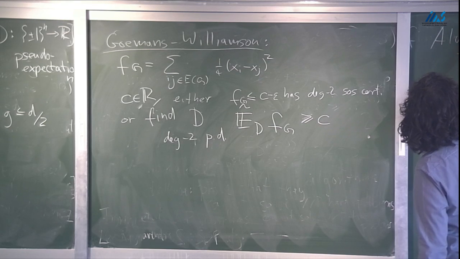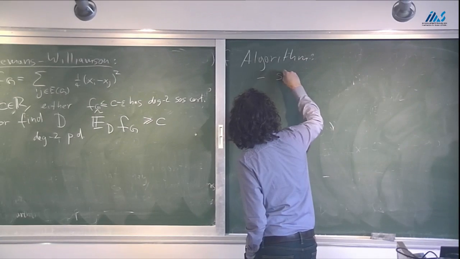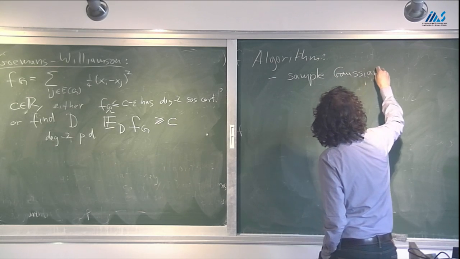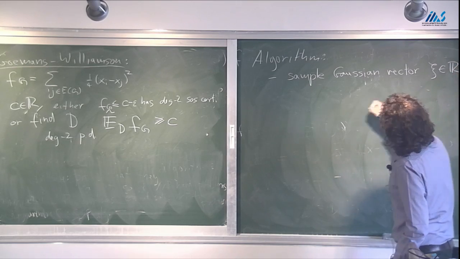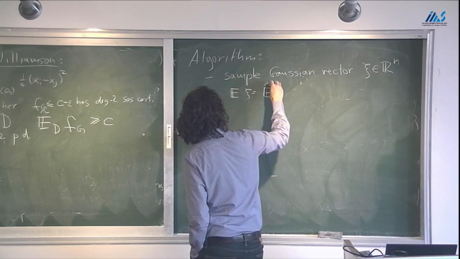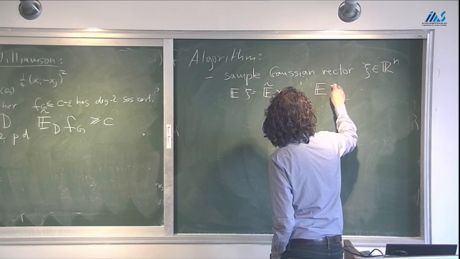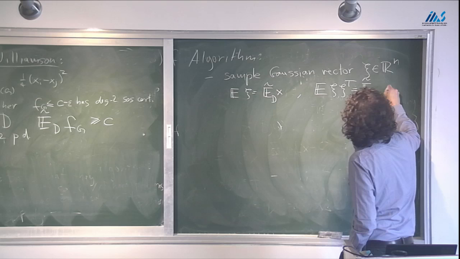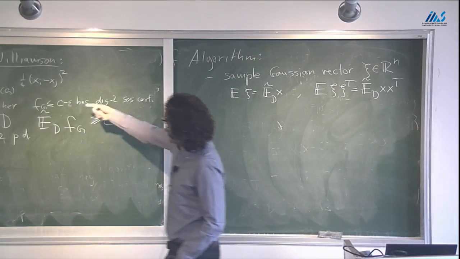The algorithm works as follows. The first step is that we sample a Gaussian vector xi in R^n with the property that the expectation of xi is the same as the pseudo-expectation under D of x, and the expectation of xi xi transpose is the same as the pseudo-expectation of x x transpose.